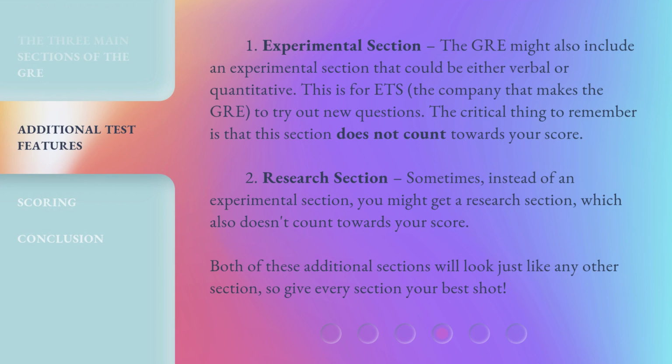1. Experimental section. The GRE might also include an experimental section that could be either verbal or quantitative. This is for ETS, the company that makes the GRE, to try out new questions. The critical thing to remember is that this section does not count towards your score.